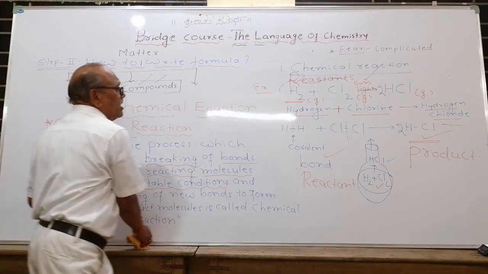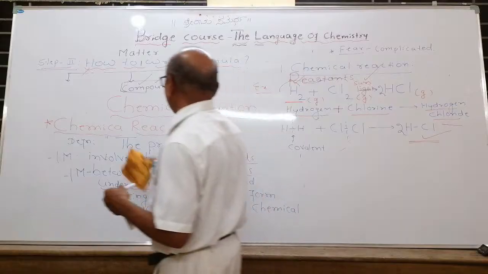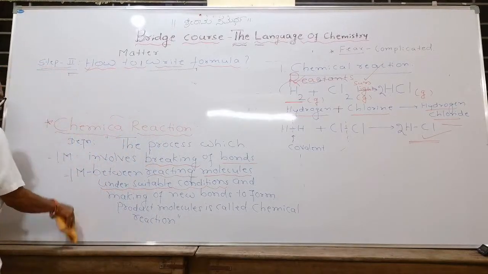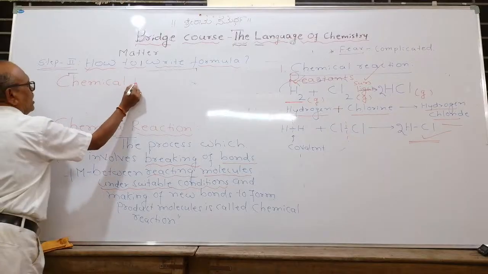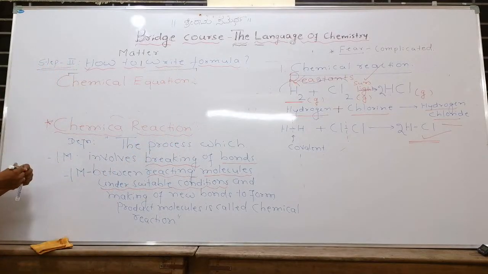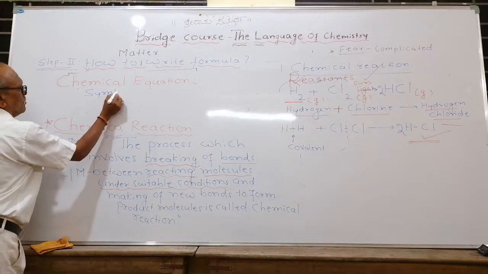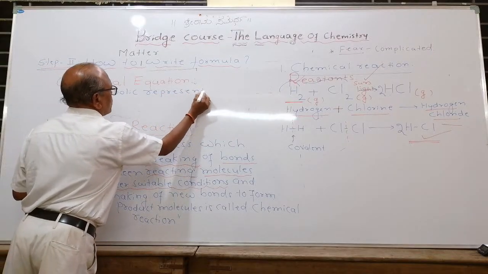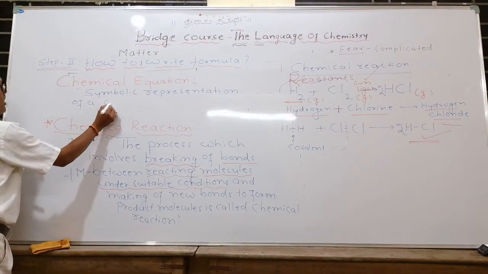Then we will define what is a bond, a chemical bond, and what is a chemical equation. I hope all of you have written this definition, right? I will continue with the next definition. The next definition is chemical equation. What is a chemical equation? Simply you can say that it is the symbolic representation of a chemical reaction. You note down the definition, I will explain the meaning. Symbolic representation of a chemical reaction.